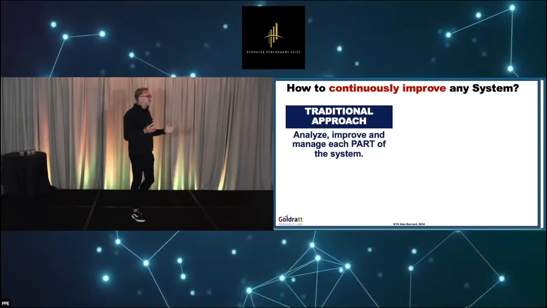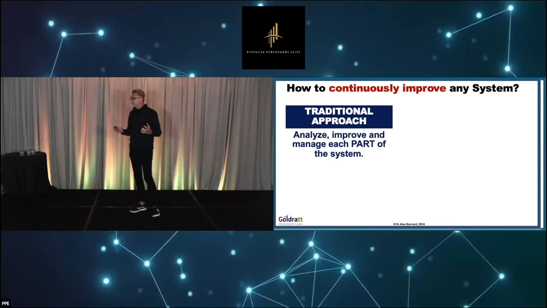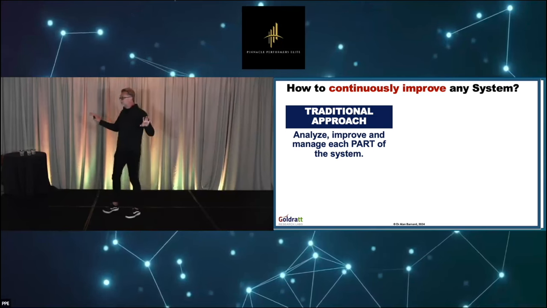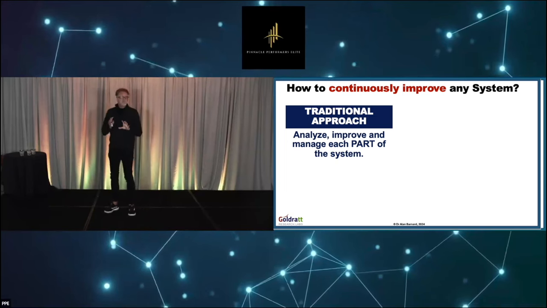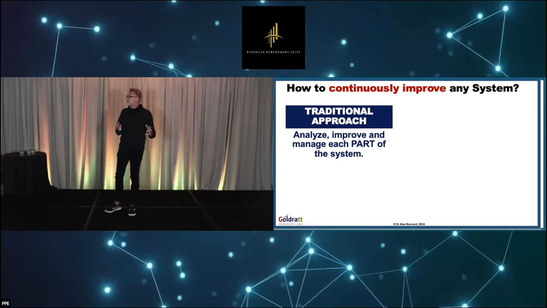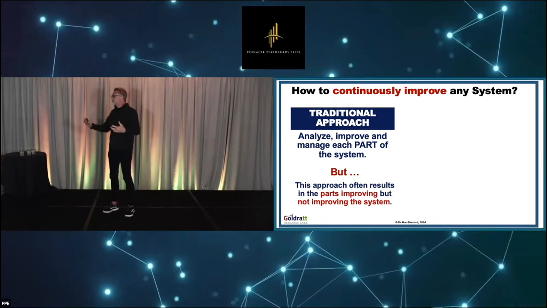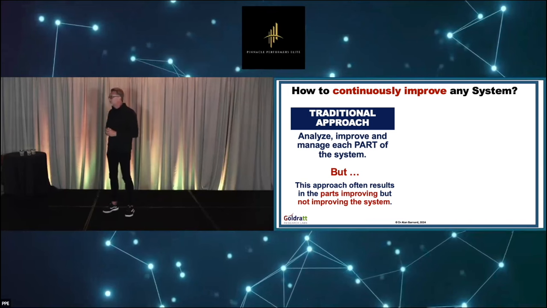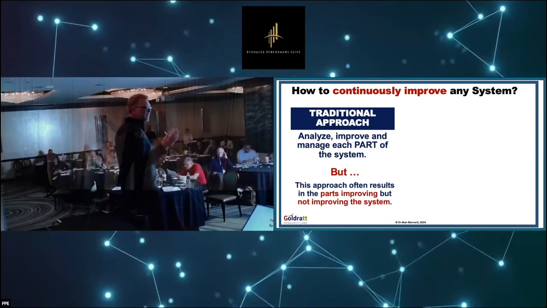We're trying to continuously improve a system. How do you go about doing that? There are two very different approaches. One approach, a traditional approach, says if you want to improve the system, you have to improve each part of the system. So analyze, improve, and manage each part of the system. The problem with that approach is it doesn't result in the system improving. It results in the parts improving. The sum of all the local improvements doesn't give you a system improvement.